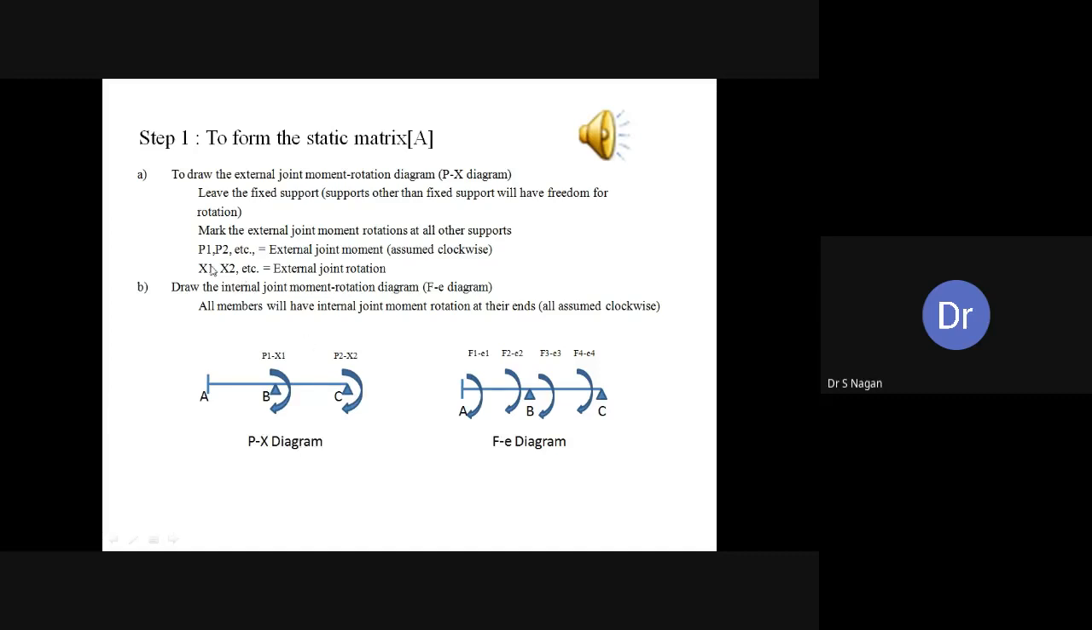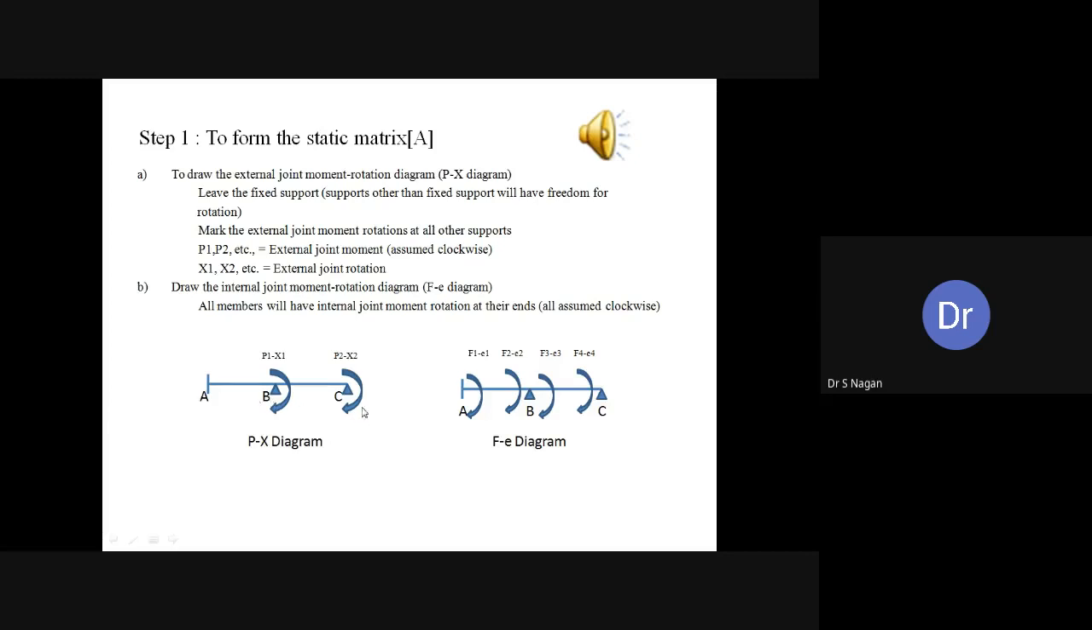We are explaining clearly what P1, P2 are: external joint moments, and we are assuming everything clockwise. Then X1, X2 are external joint rotations. So we can very well form the PX diagram for any given continuous beam. Let us take one more example while solving a problem.